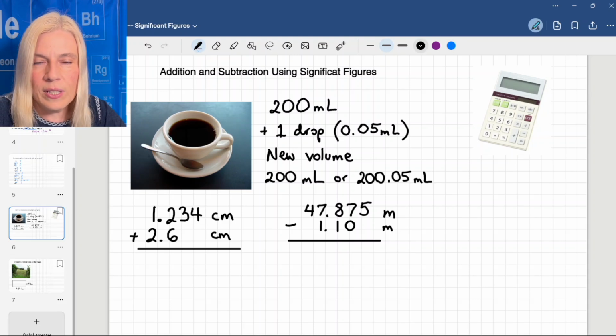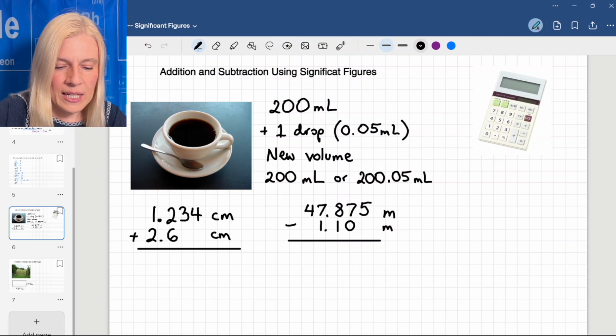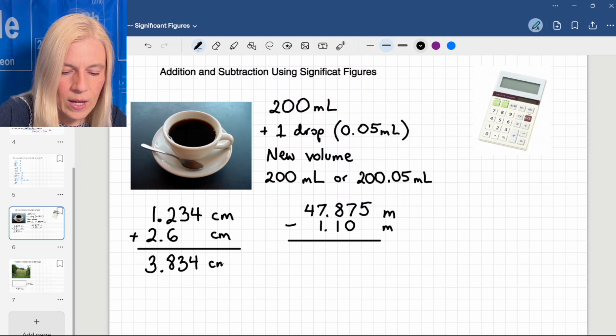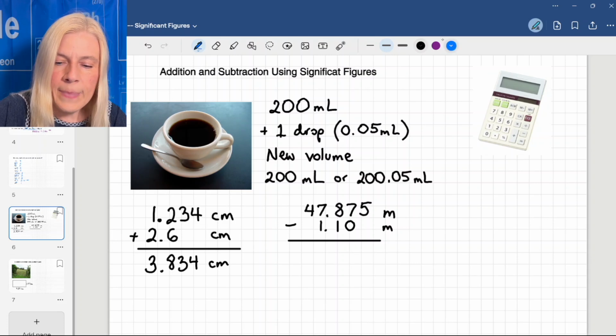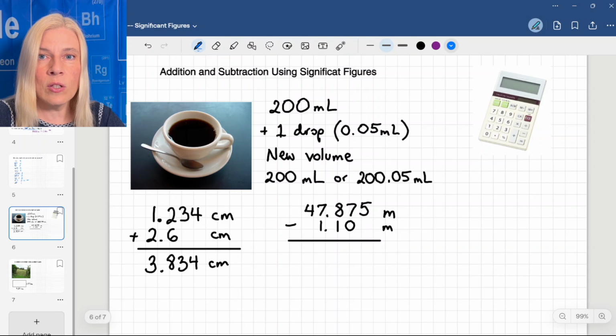Okay, so let's do 2 examples. The reason I have a little calculator on the side here is your calculator will not tell you the correct number of sig figs. So watch out. Okay, you gotta use your brain here. So let's do addition. So we will have 3.834 centimeters if I add these 2 measurements. But let's take a step back. If I have 1.234 centimeters and 2.6 centimeters, well, that tells me that these measurements were done using very different pieces of equipment, 2 very different rulers.